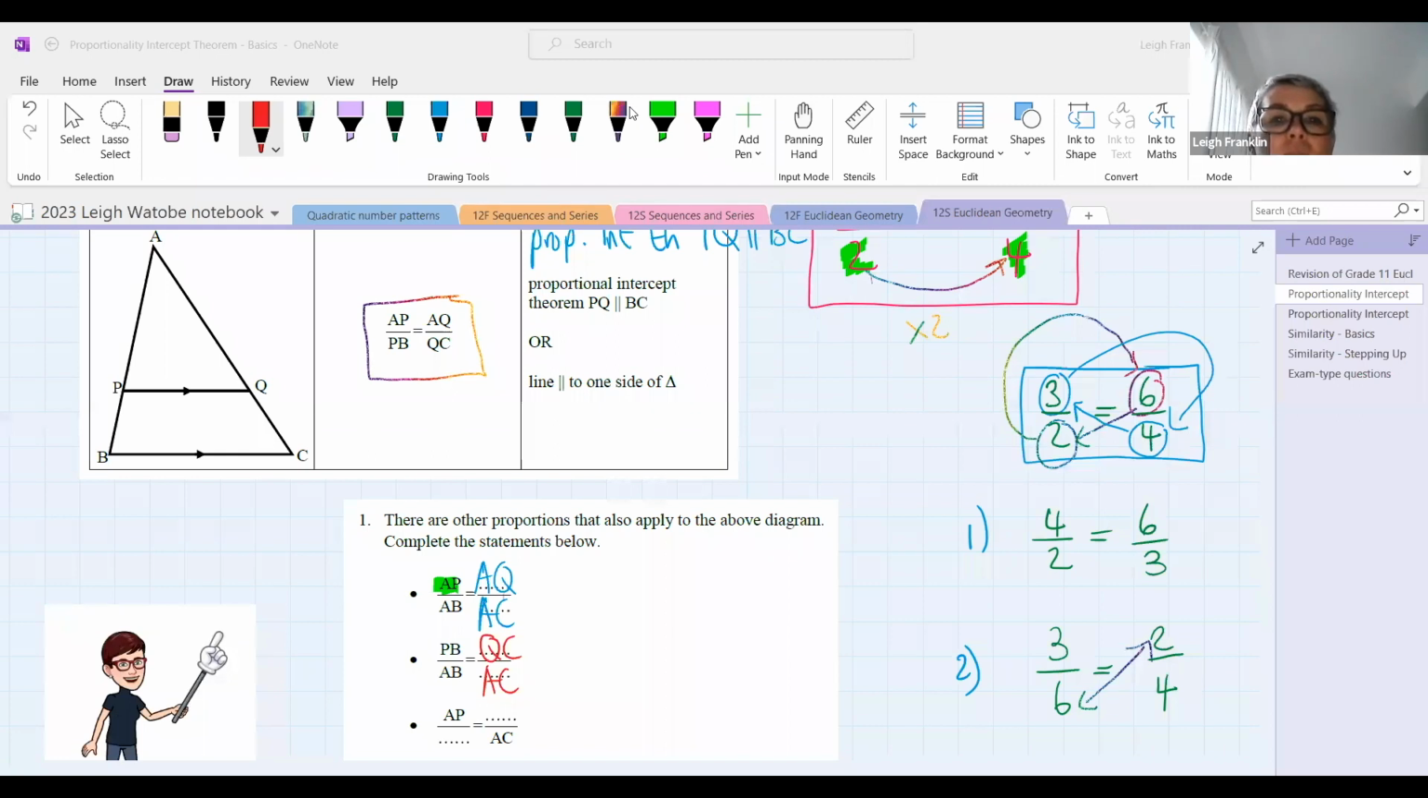Well done. Right, now the last one is a little bit more difficult. Not much, but a little bit more difficult. So we've got AP at the top and we've got AC at the bottom. Okay, so what goes in the missing spaces? So what goes below AP? Amina's hand is up.